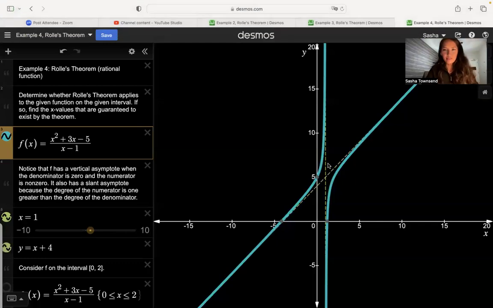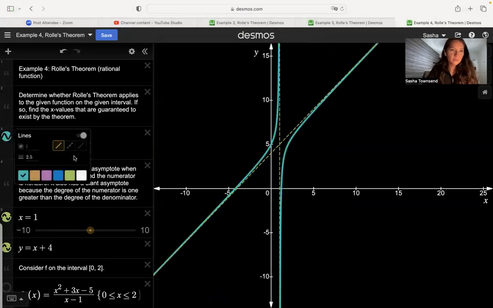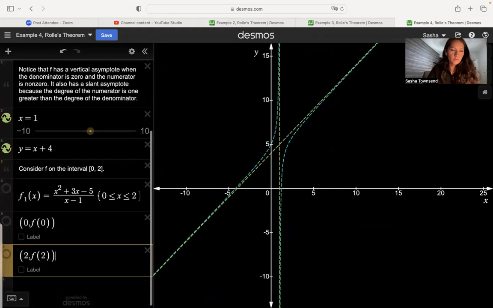So there's our slant asymptote, and we're only interested in the interval from 0 to 2 though. So this is the entire graph. But on the interval from 0 to 2, we're just right here. So let's make this dotted as well. And that's the part we're interested in.